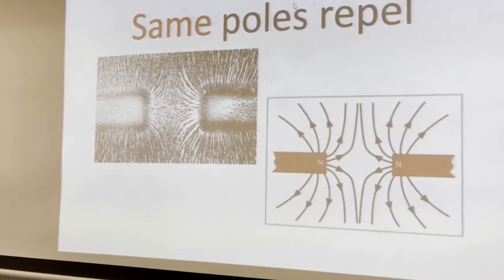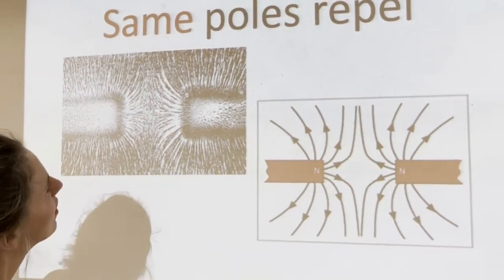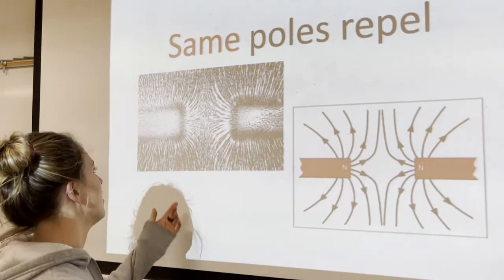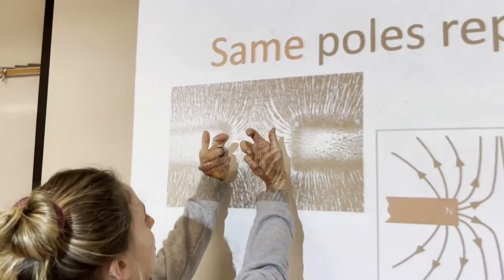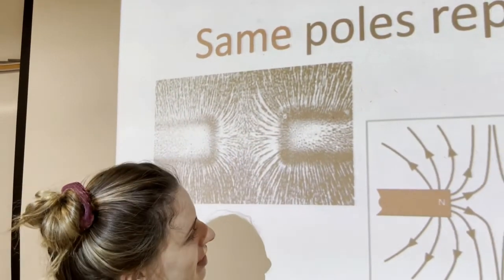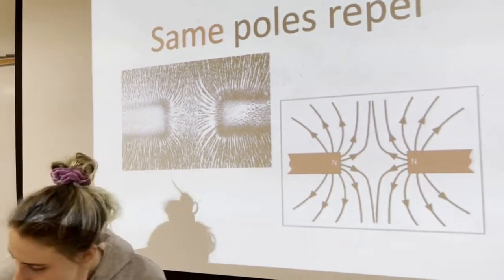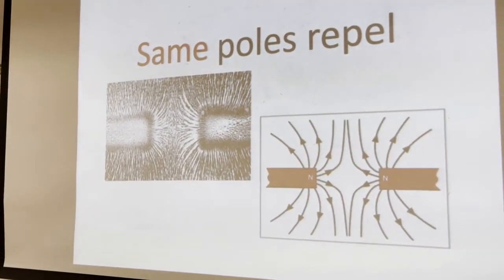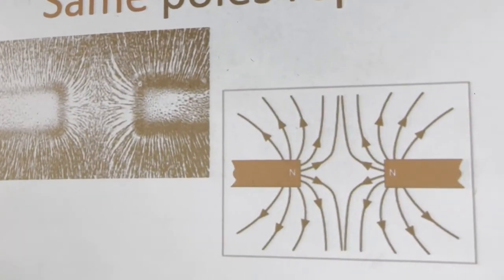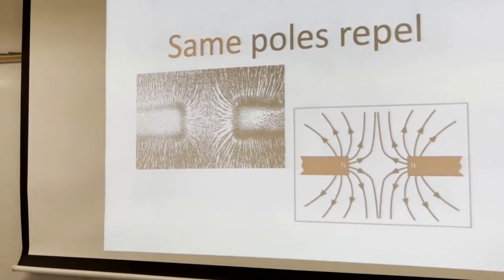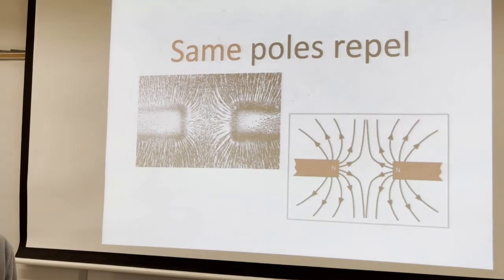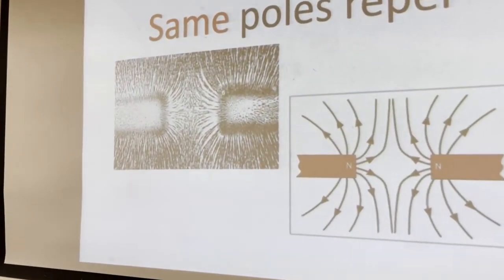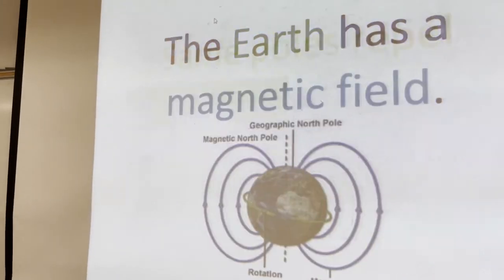Okay, same poles repel. Again, we saw this yesterday. We see that they're kind of pushed away from each other, like, you're so repulsive. You should have drawn something like this, but we didn't include the arrows yesterday. So the shape of the magnetic field between same poles looks like that. And that's a picture of repulsion.